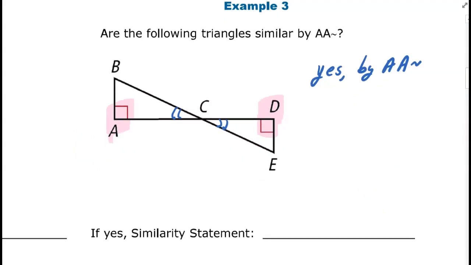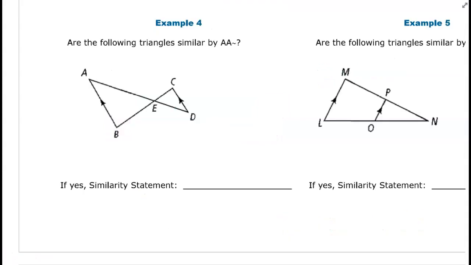Since they are similar, I want to put the letters in the right order. For the triangle on the left, if I say triangle ABC is similar, well, A matches up with D, B matches up with E, and the C in the middle matches up with C. So example 3 is similar by angle-angle, but in contrast, example 2 was not similar by angle-angle.